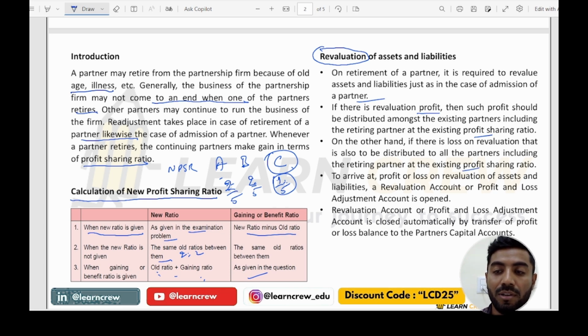To arrive at profit or loss on revaluation of assets and liabilities, the revaluation account, or profit and loss adjustment account, is prepared. The other name is profit and loss adjustment account. The revaluation account is closed by transferring the profit or loss balance to the partners' capital accounts in the old ratio.